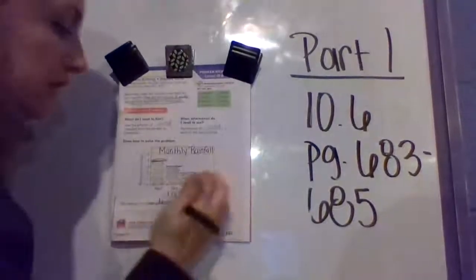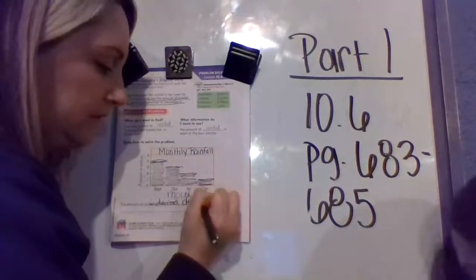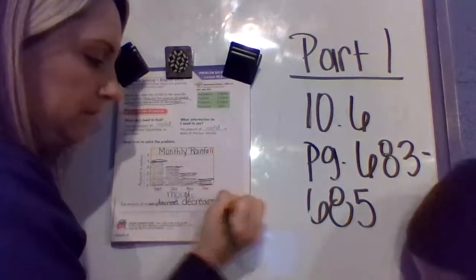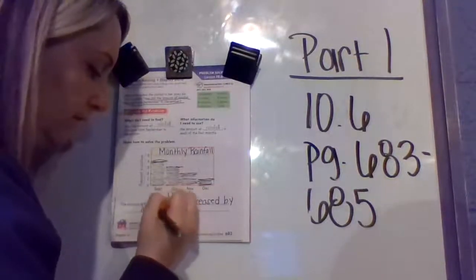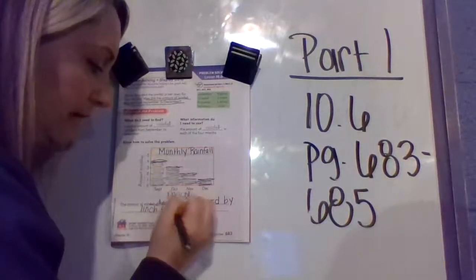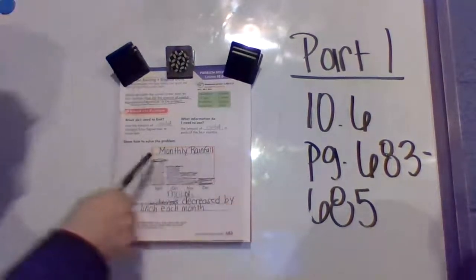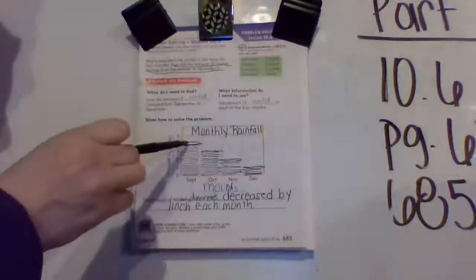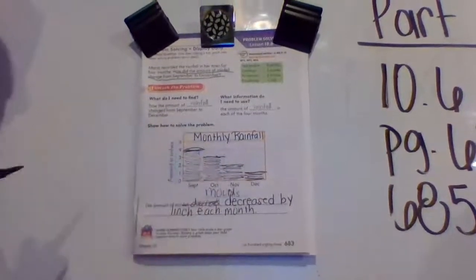I'm going to write it just because they can't read that. Decreased by 1 inch each month. And that's really easy to see on the graph that that's what happened. You can see very easily that it went from 4 to 3 to 2 to 1. It just went down 1 bar each month.